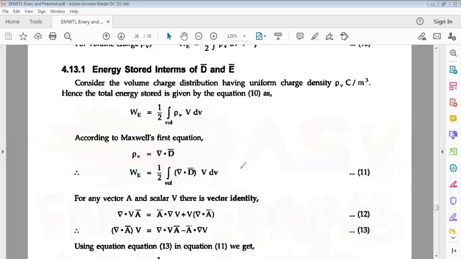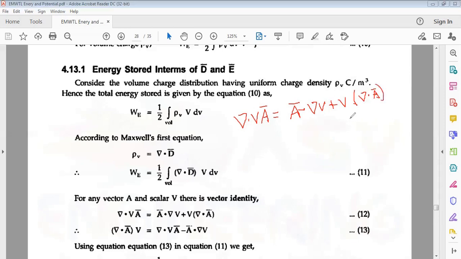Vector identity. What it matters, friends. One of these properties we have to know is that del dot (v a bar) is equal to, first of all, a bar dot del v, plus, as the second term, v into del dot a bar.